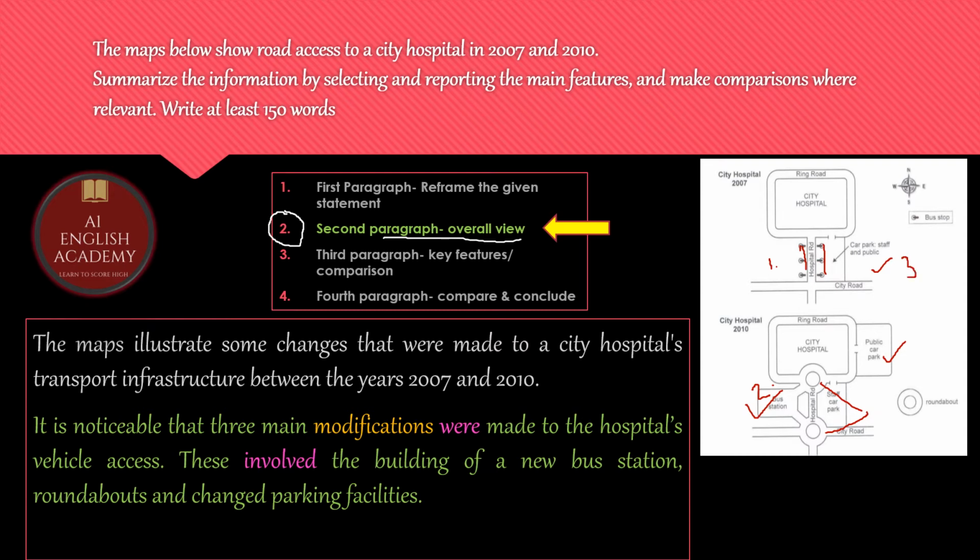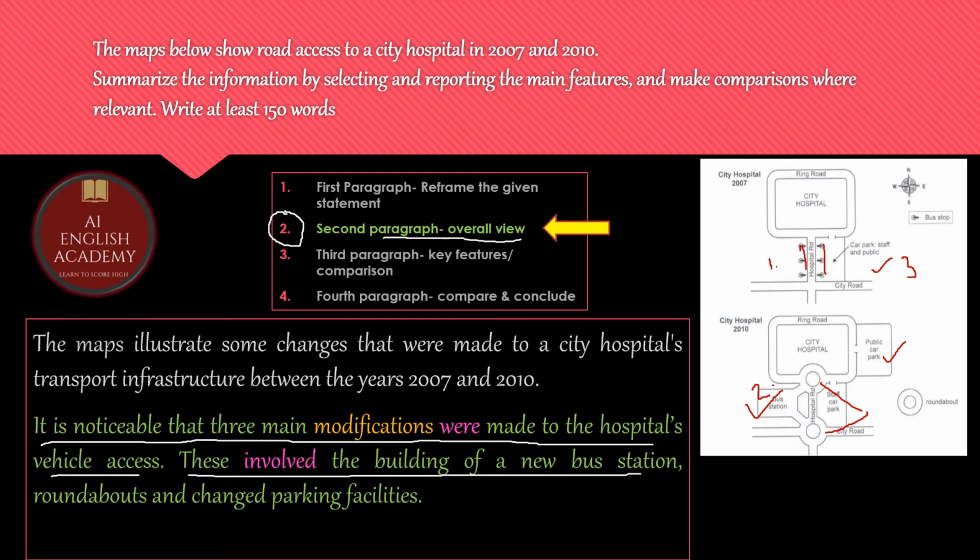Okay, let's write about the overall view. So I have mentioned, it is noticeable that the three main modifications were made to the hospital's vehicle access. These involved the building of a new bus station, new roundabouts, and new parking facilities. Oh, the word new is repeated again and again, so let me make some changes here. These involve the building of a new bus station, roundabouts, and changed parking facilities.